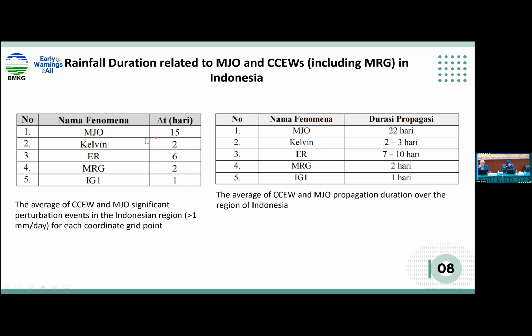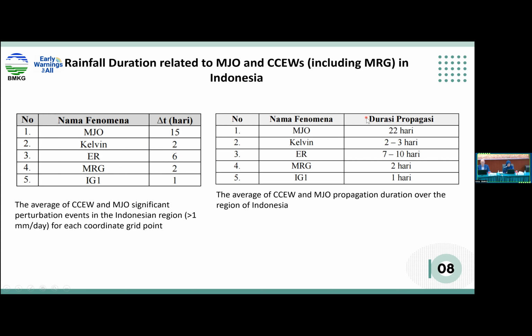So we can see from the left table that in one location, the MJO takes 15 days perturbation, or 15 days active condition, in one coordinate or one location. Kelvin 2 days, equatorial Rossby 6 days, which is quite longer than the other equatorial wave periods. And MRG is similar to Kelvin, 2 days. So MRG took 2 days in one location in Indonesia.